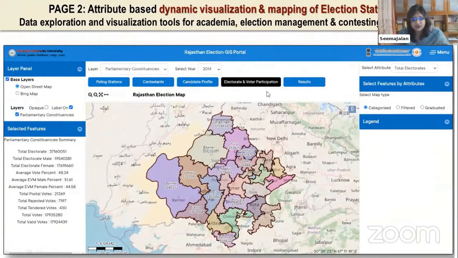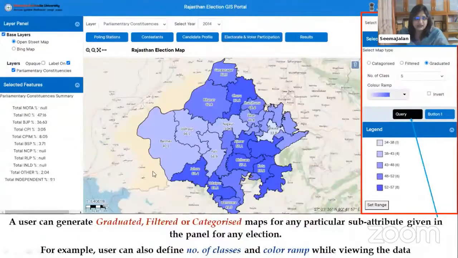Then this is page 2, where we have data exploration and visualization tools which are useful for academia, election management, and the contesting stakeholders as well. All the things can be visualized on the base maps which we have given here. For any kind of attribute, we can see all the patterns and relevant data across the constituencies for Lok Sabha as well as assembly elections.